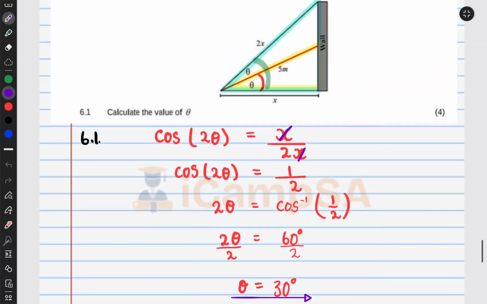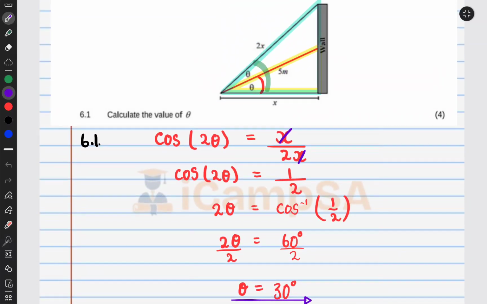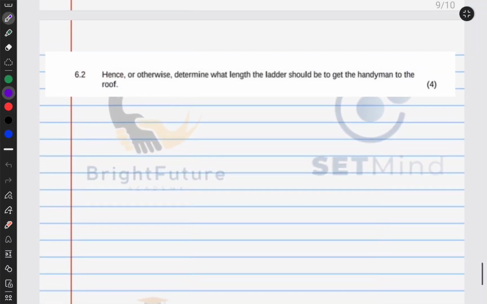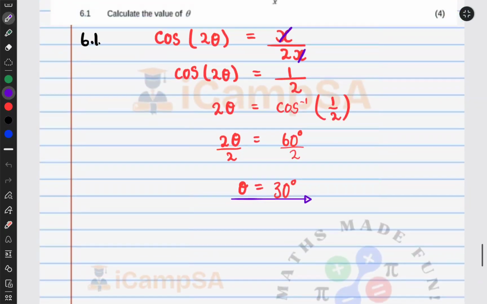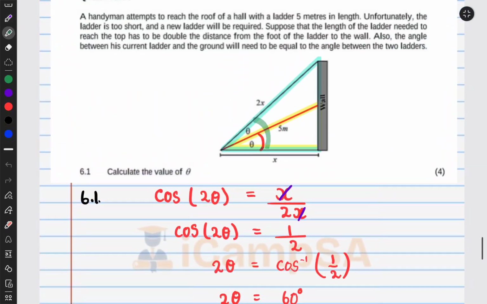So once we have 30 degrees, we can find the value of x now, in order to determine the length the ladder should be to get to the handyman. Remember that the length of the ladder to the handyman is this side here. Don't be confused. This is the length, which is 2x. Remember, the length needed to reach the top has to be double the distance from the foot of the ladder to the wall. So it is double the length of x. So the length of the new ladder is 2x, not just x.